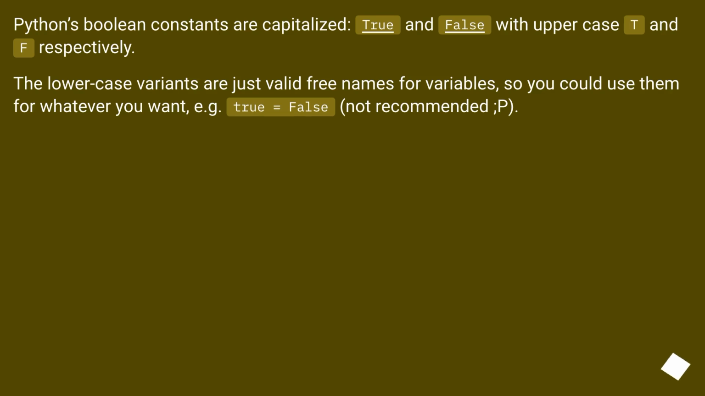Python's Boolean constants are capitalized, True and False, with uppercase T and F respectively. The lowercase variants are just valid free names for variables, so you could use them for whatever you want. For example, true = False, not recommended.